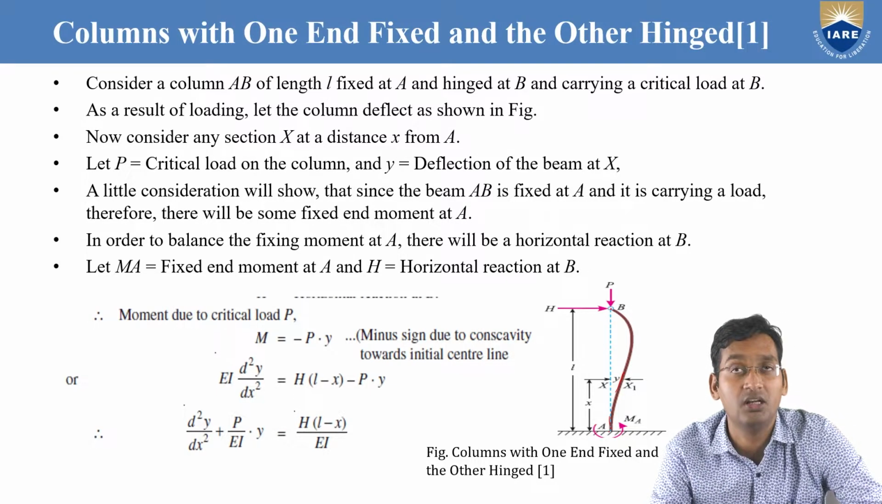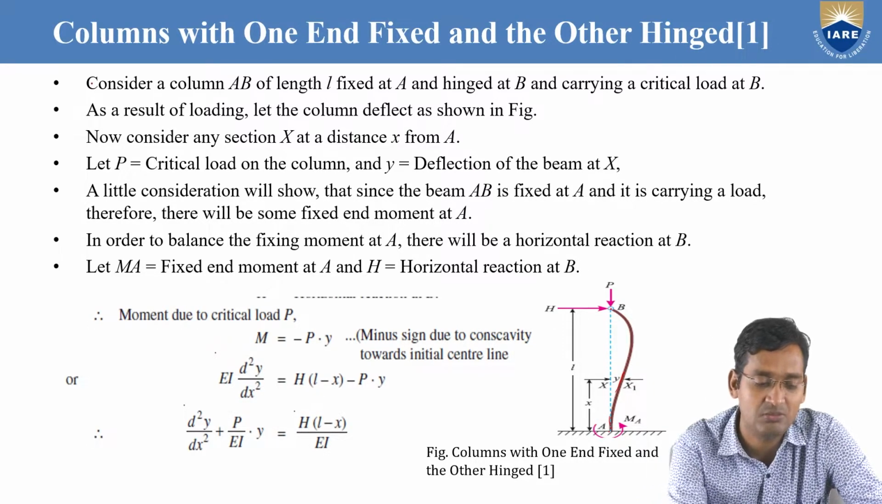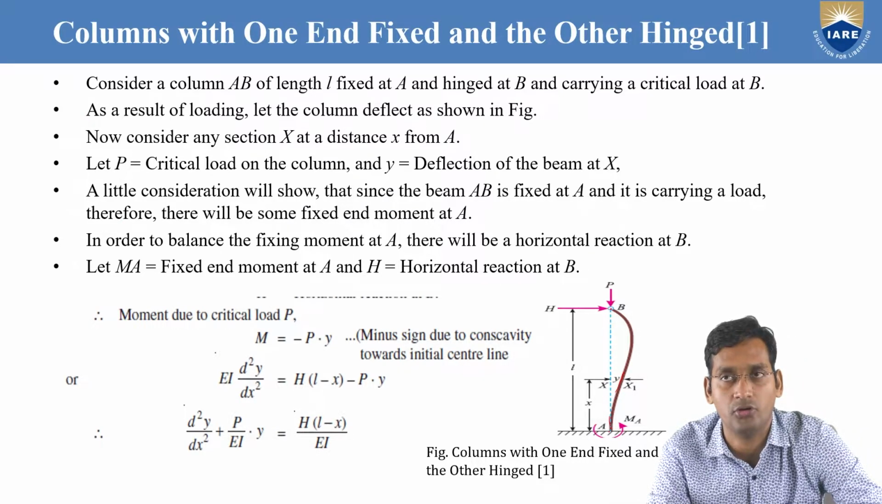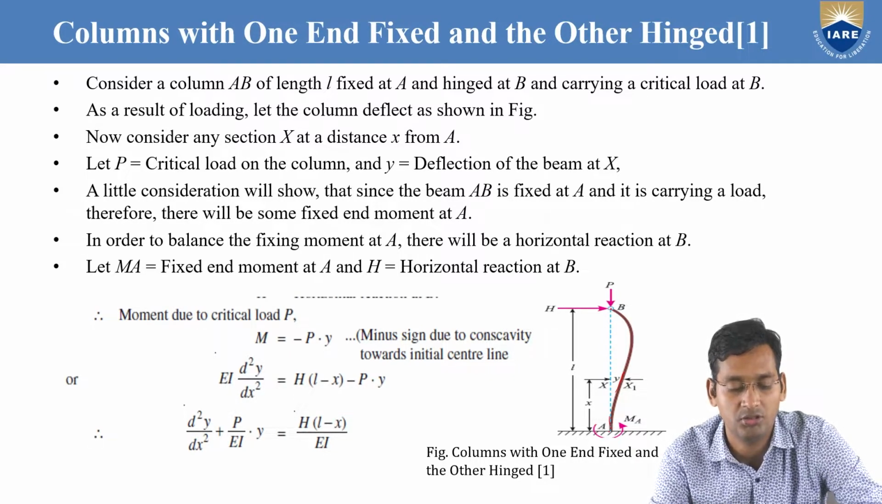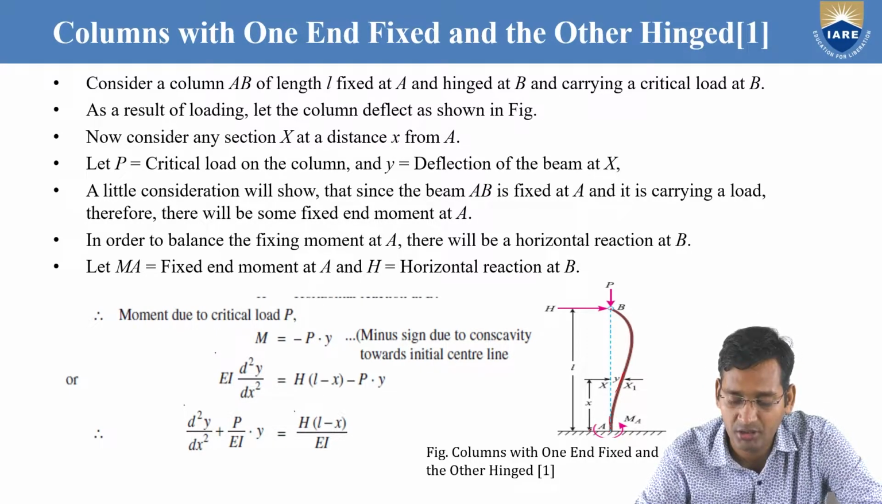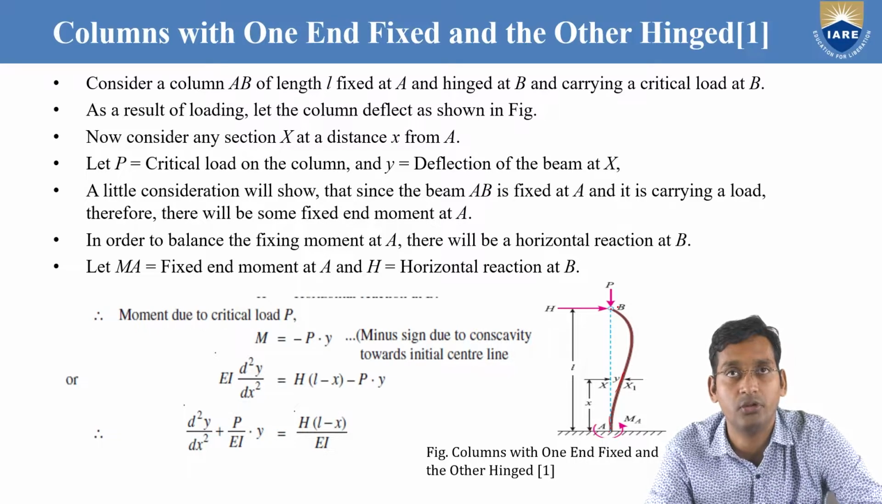Now let P be the critical load on the column and y the deflection of the beam at distance x. These things will be the same for all cases, you just have to mention the condition, that is, whether A is hinged, B is hinged, A is fixed, or B is fixed. Only that will change, the rest will be the same. At a distance x the deflection is y, and here the horizontal deflection will also act, so we have to take care of that.